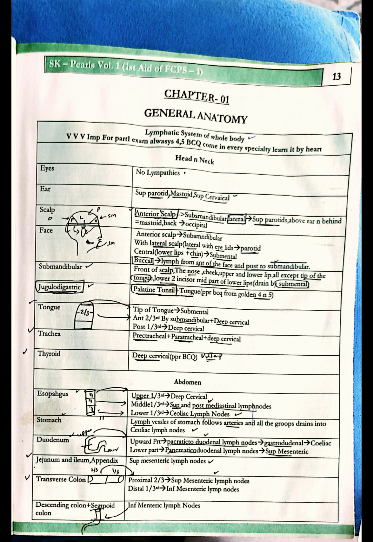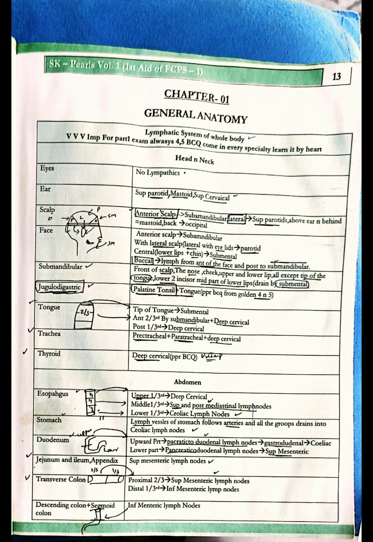For the stomach, the lymph vessels follow the arteries, left gastric, right gastric, gastroepiploic, and all these groups drain into the celiac lymph nodes. Gastric cancer spreads to the celiac nodes, so this is a must-know.